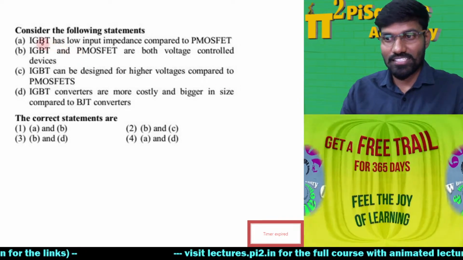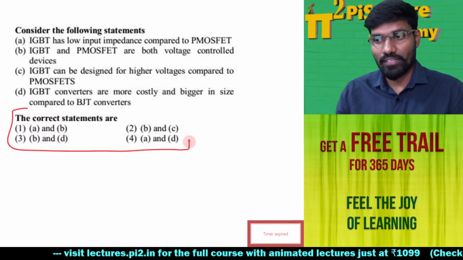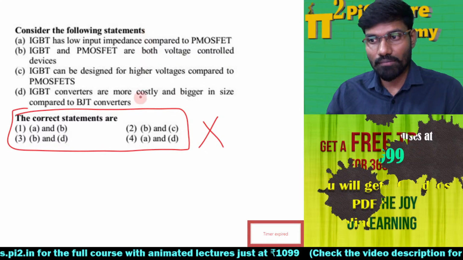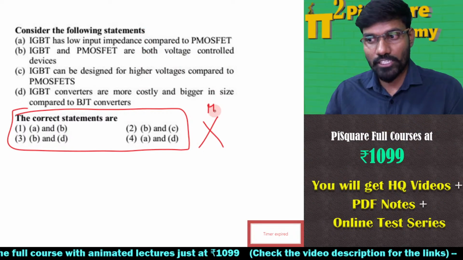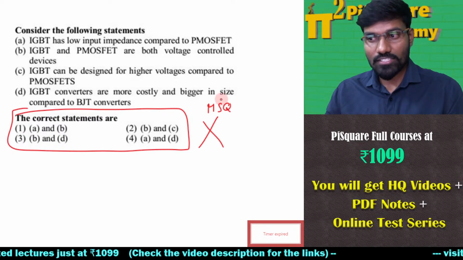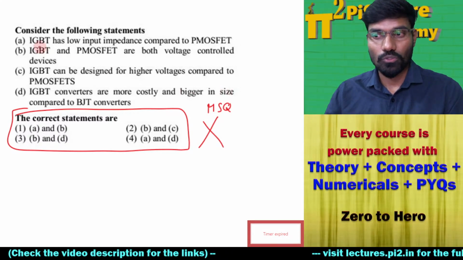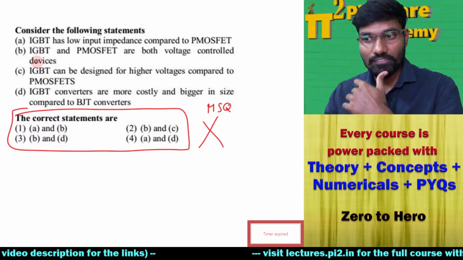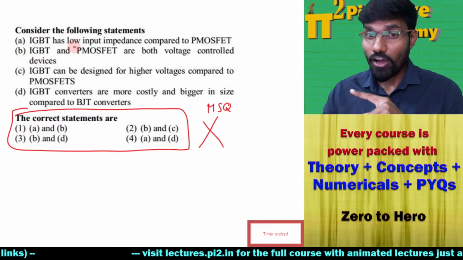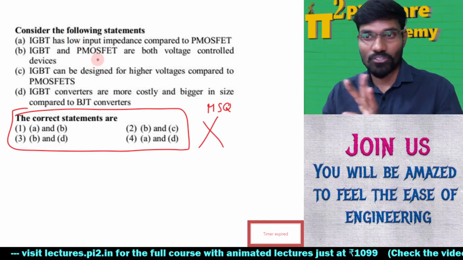Okay, see the statements. Suppose these options are not given, you can consider them as MSQ questions, multiple select questions. Nowadays in online exams they are giving these MSQs. You need to select all the correct options, and only the correct ones. Then only you will get marks, otherwise you will not get marks.